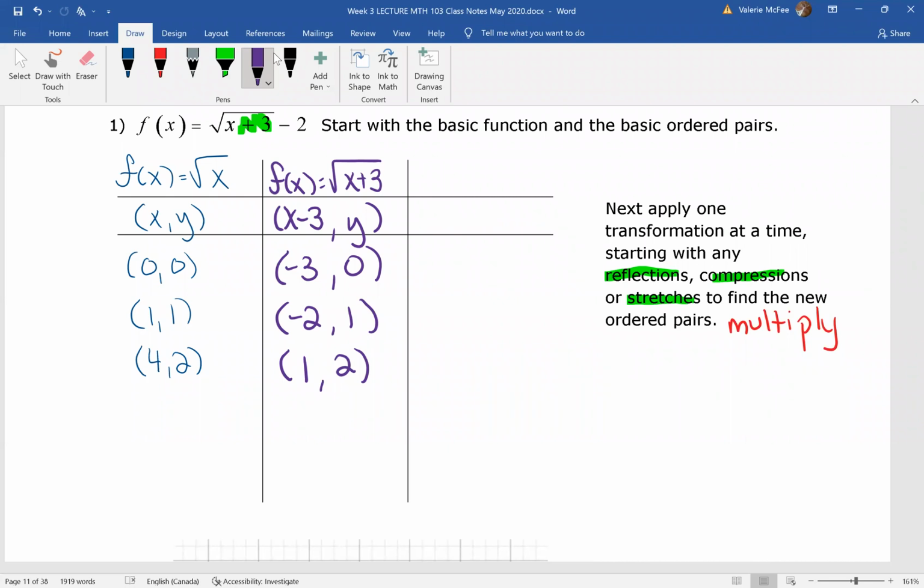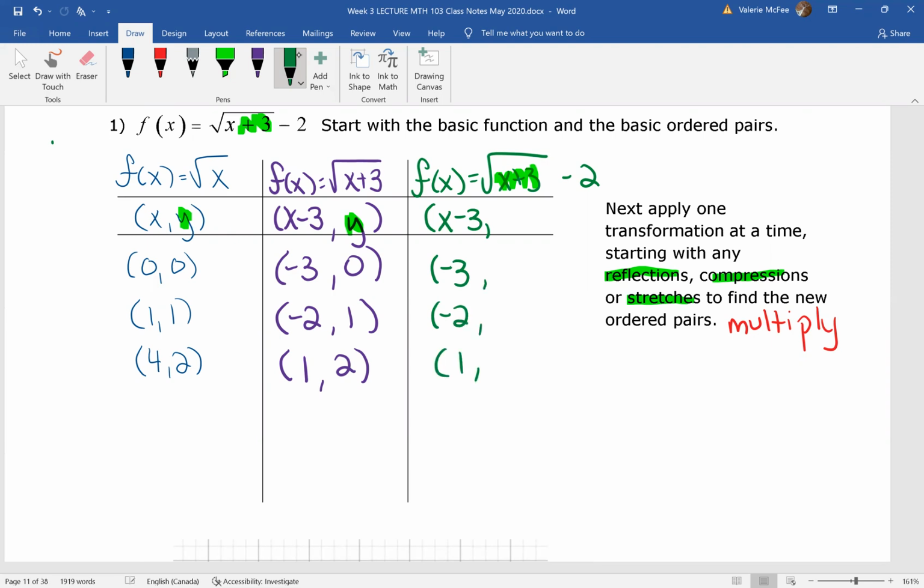You should have found these values. Remember, we were keeping this y the same, so all of our y values stayed the same, only x changed. Now we want to change the entire function and include both transformations. So we're going to look at f of x equals the square root of x plus 3, and then minus 2. So we've already looked at this change on x. We already know we have this x minus 3, and those values are going to stay exactly the way we found them in the second step.